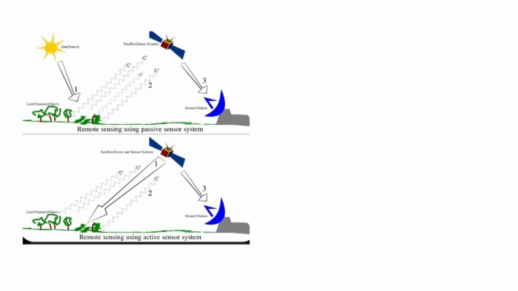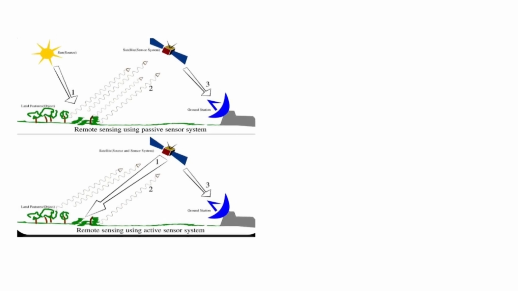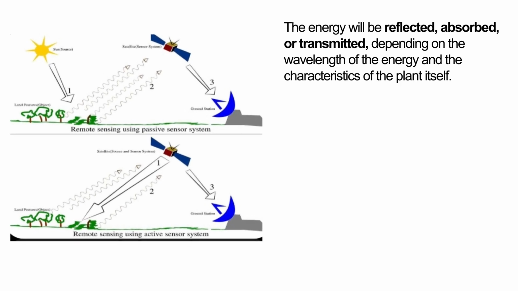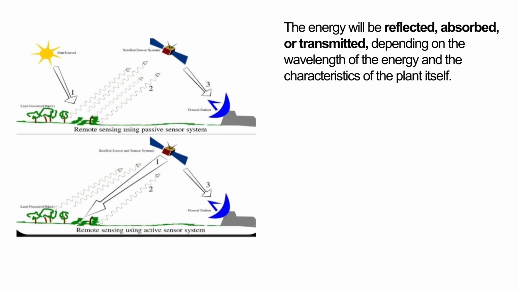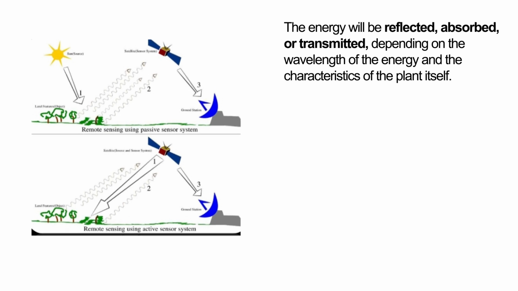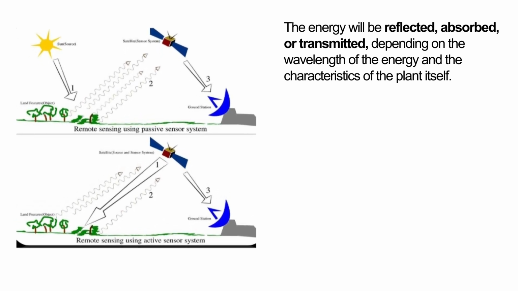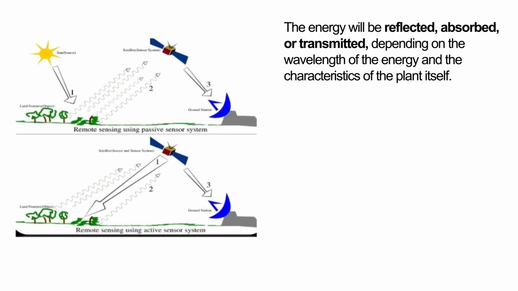When electromagnetic energy hits the plants during hyperspectral remote sensing in agriculture, one of three things can occur. The energy will be reflected, absorbed, or transmitted, depending on the wavelength of the energy and the characteristics of the plant itself. The reflected, absorbed, and transmitted energy can be detected by remote sensing technology. The relationship between the three occurrences determines the spectral signature of the plants. This signature is unique to different plant species.